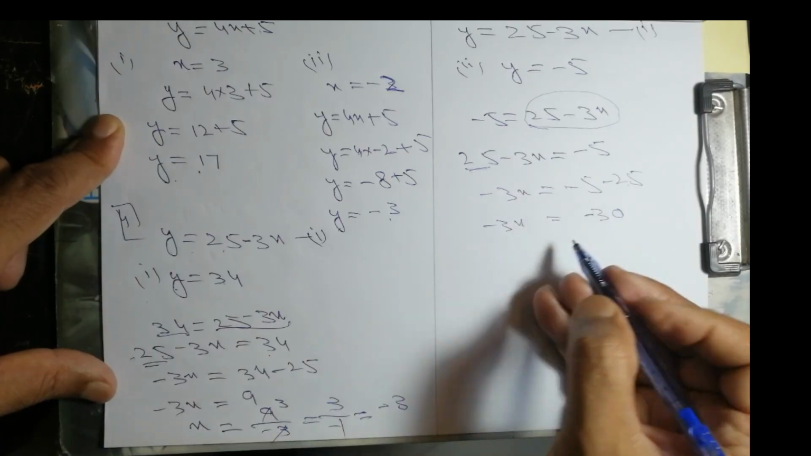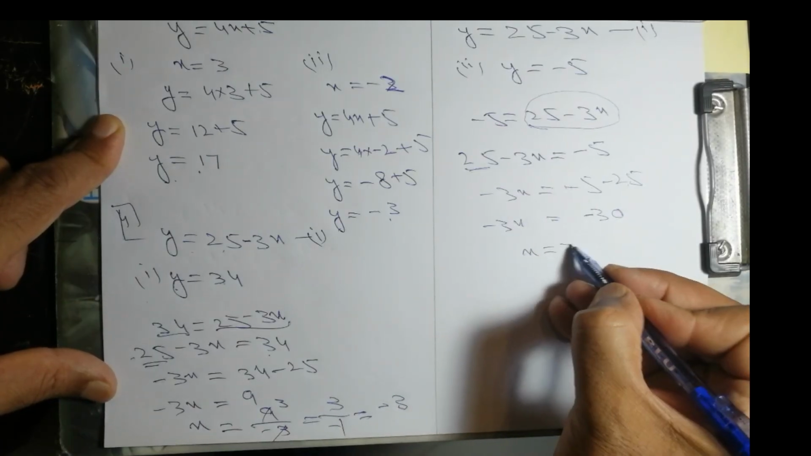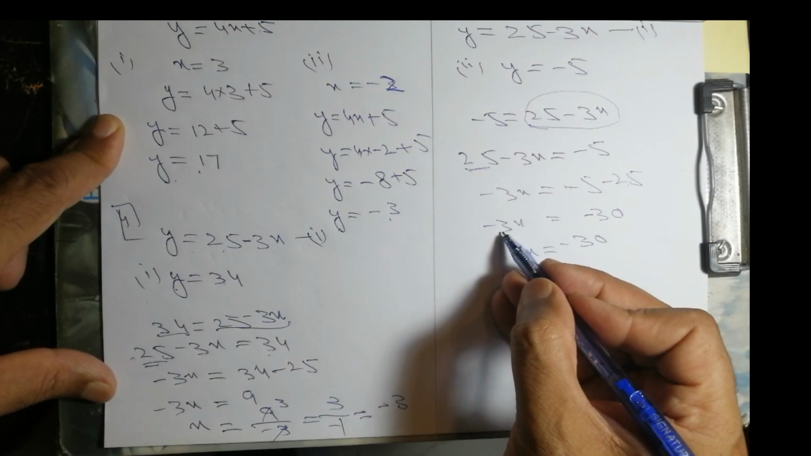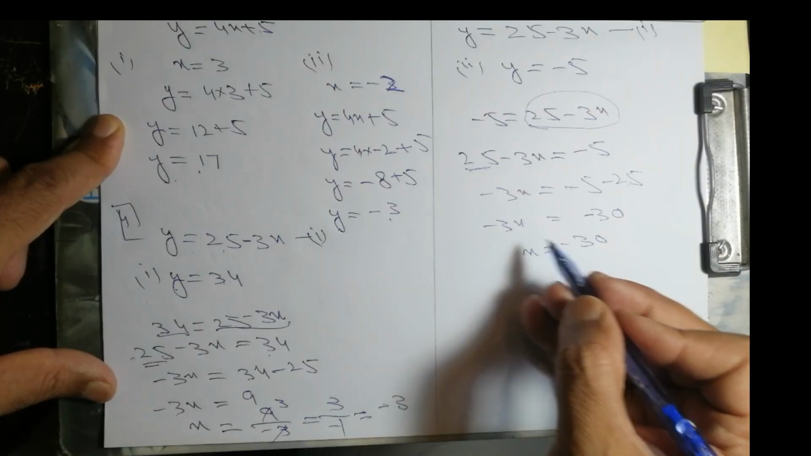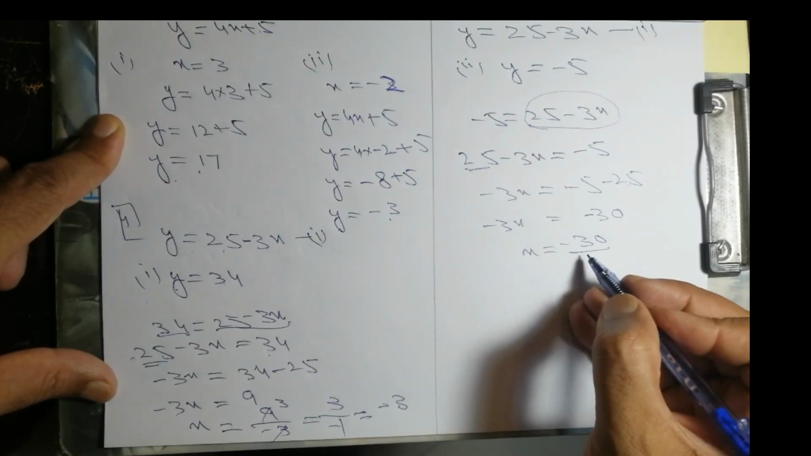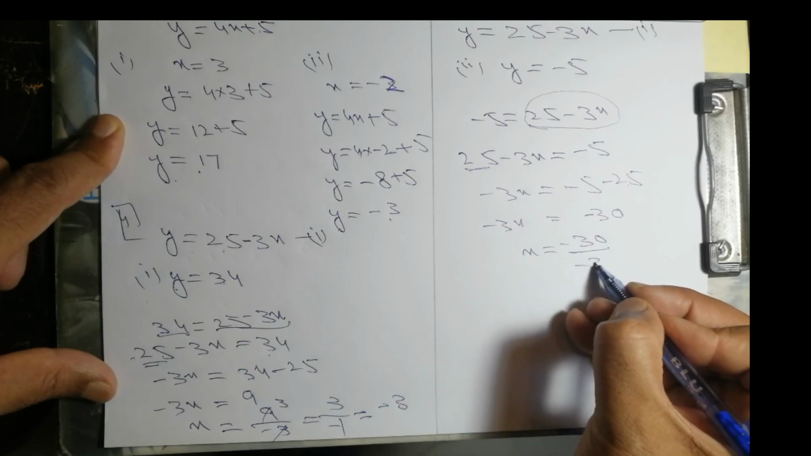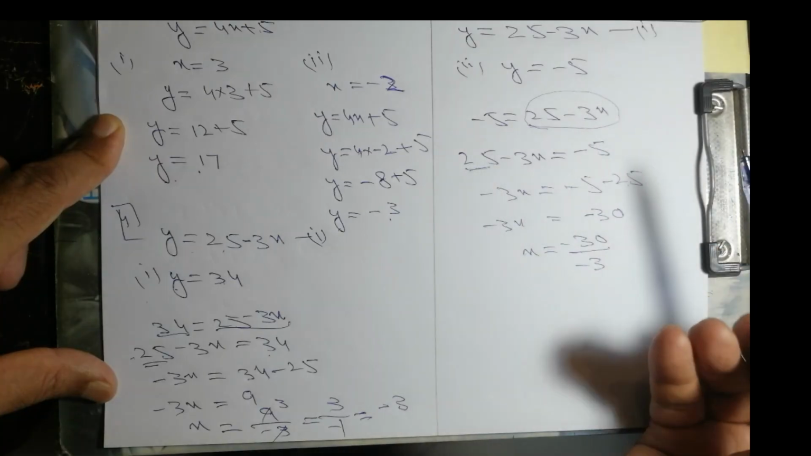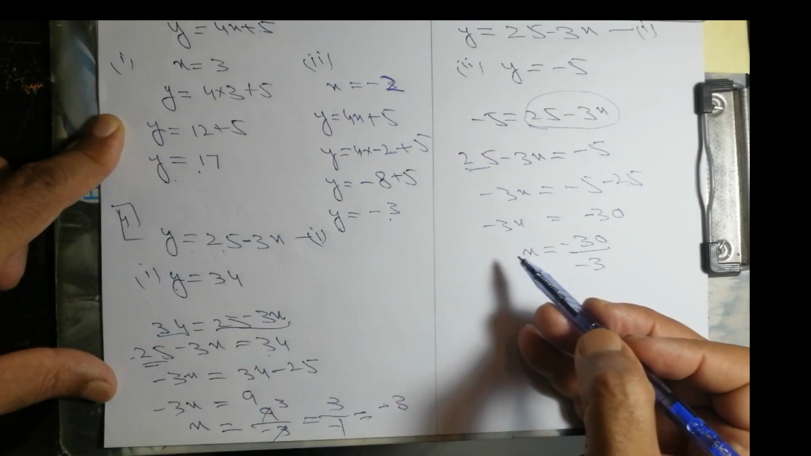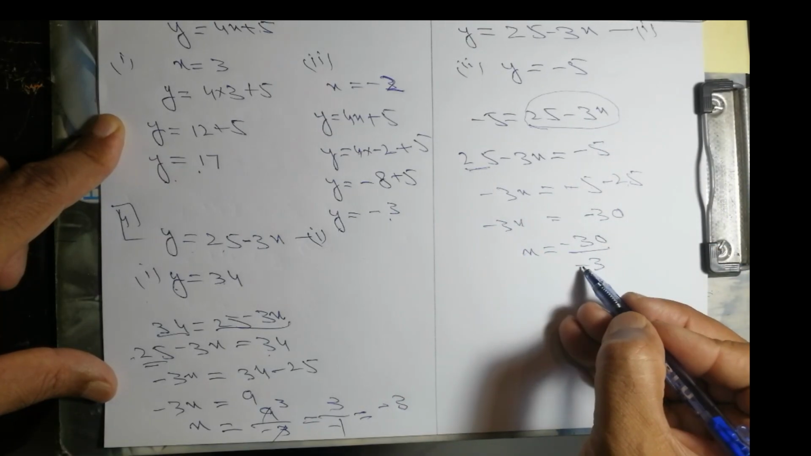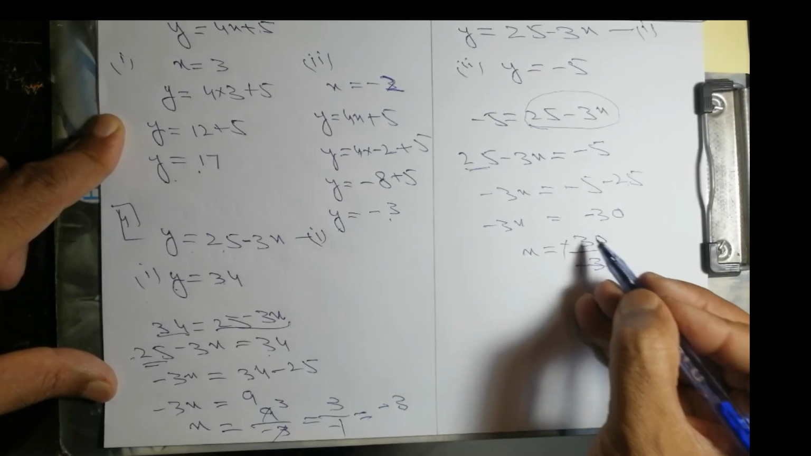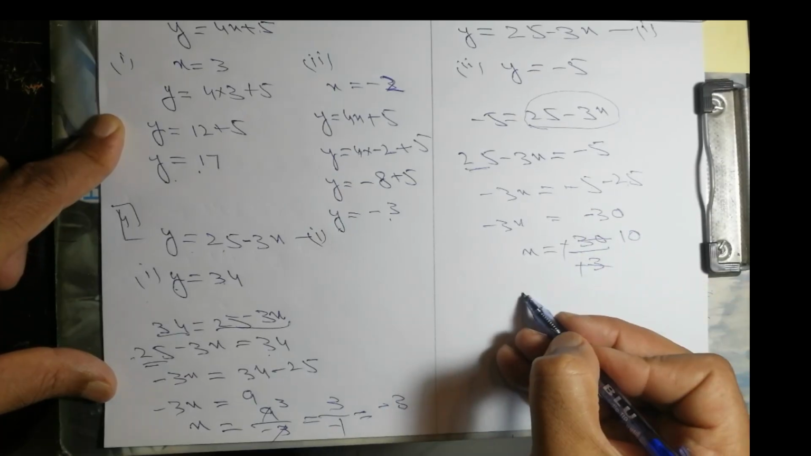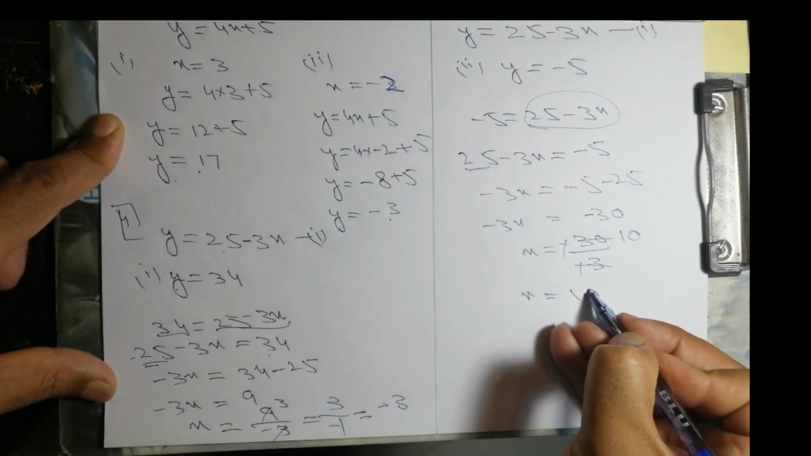Minus 3x equal to minus 30, and x will be equal to minus 30 divided by minus 3. Here minus 3 is multiplying with x, but on the other side it will divide. If there is a plus number it will become negative, negative will become plus, and if multiplying it will become divide. So minus cancels with minus, 3 tens are 30, so the value of x is 10.